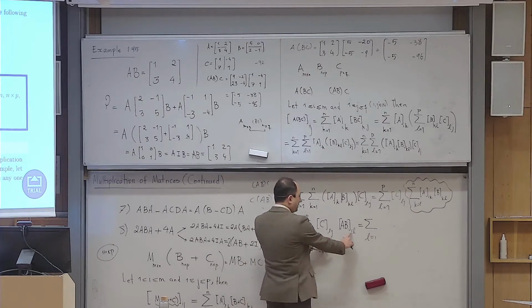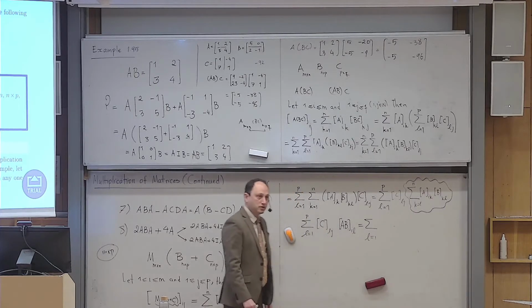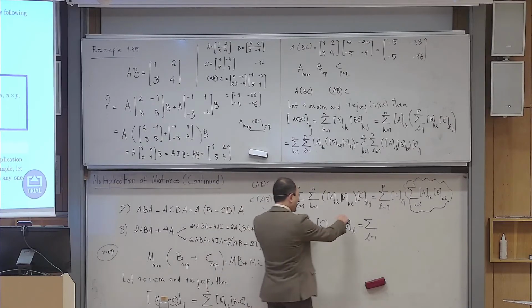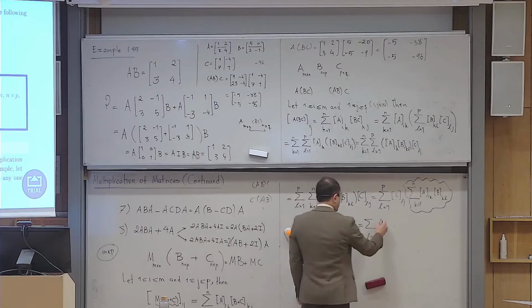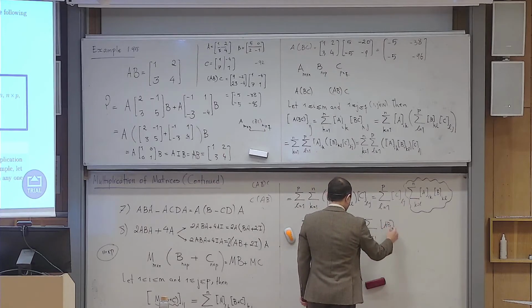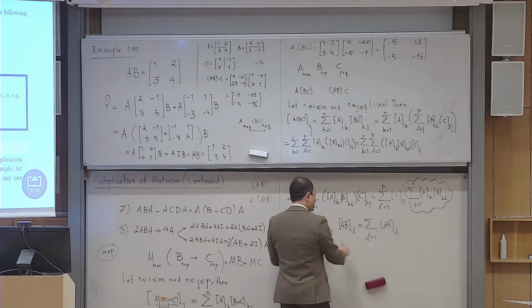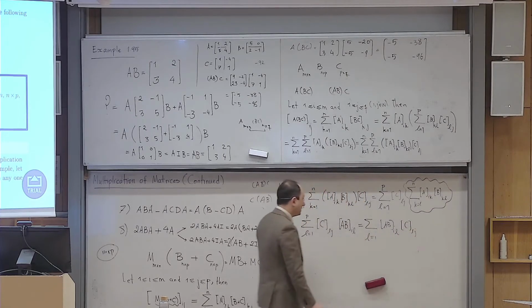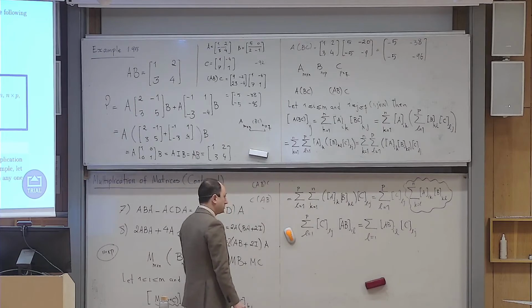We need to have these middle indices to be the same. Otherwise, you cannot write it as a product. But this motivates me. Okay, let us see the other way around. This becomes AB, IL, and then I have C, LJ. Is it in the proper order now?